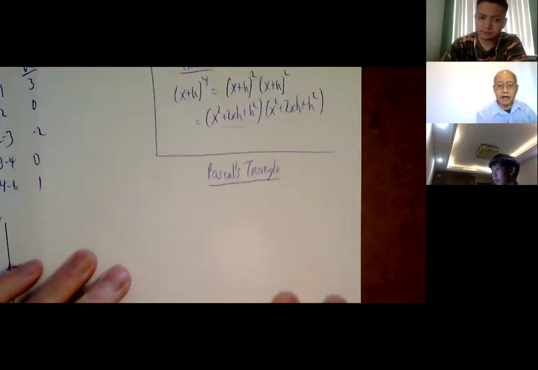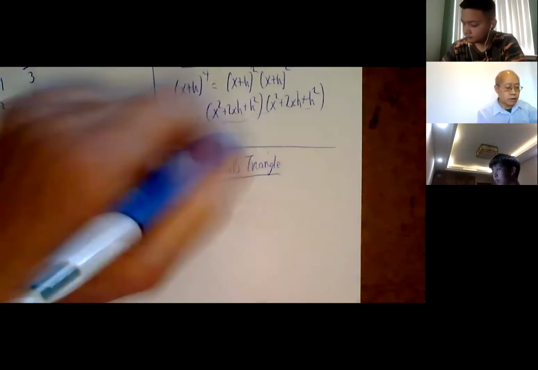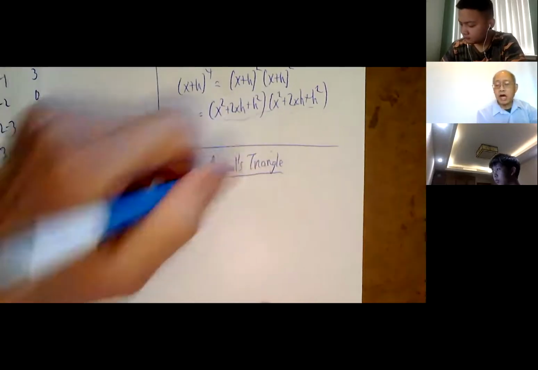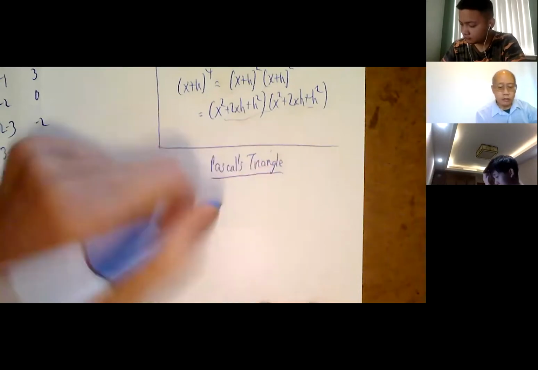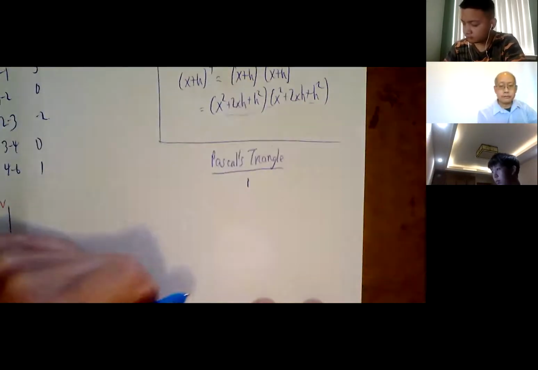Pascal's triangle is very fast. And you say, what is Pascal's triangle? So I'm going to put a 1, and if you're copying what I have, put it in the middle of your paper. Don't put it way off to the left. Don't put it way off to the right. 1's going to be in the middle.